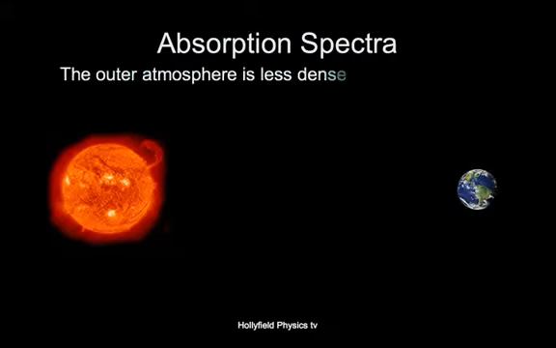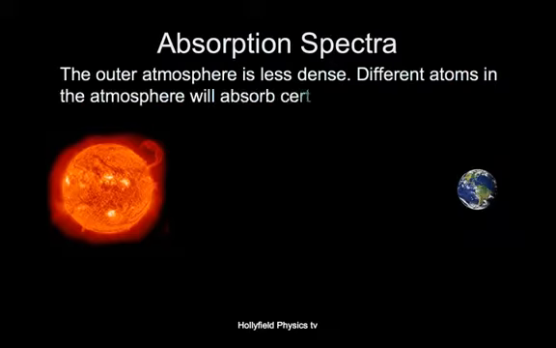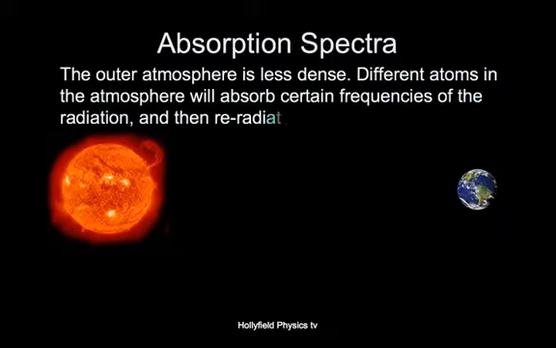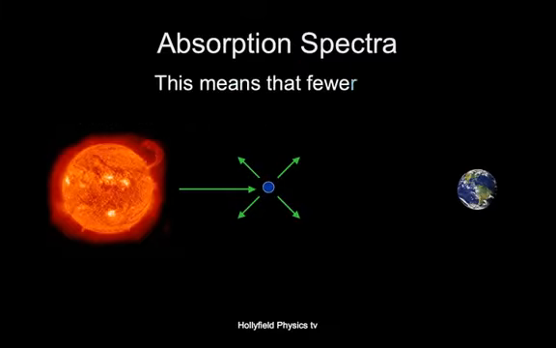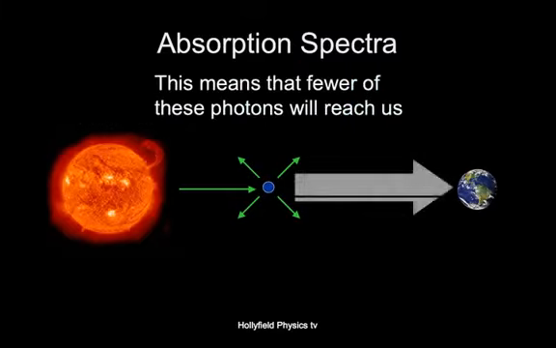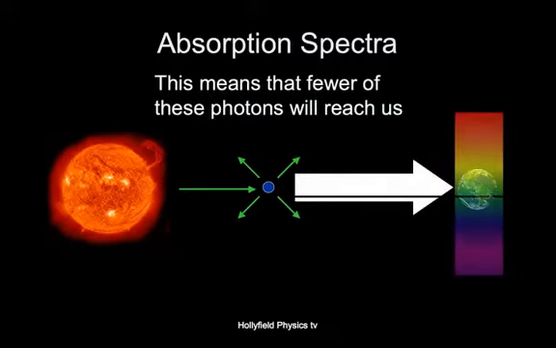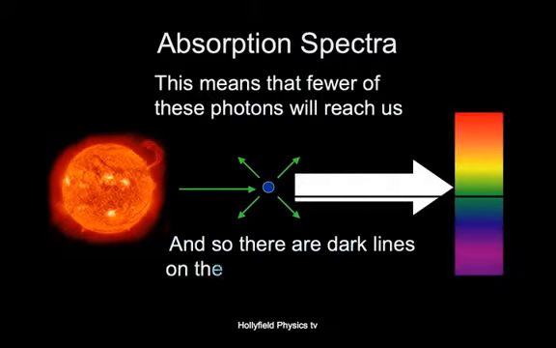The atmosphere of the star, though, is less dense. And so there are less energy levels available for the electrons. So atoms in the outer atmosphere will absorb photons coming from inside the star, re-radiate them, but in lots of different directions. And the effect of this is that less of those photons reach us here on Earth. And so we get a dark line in the continuous spectrum.